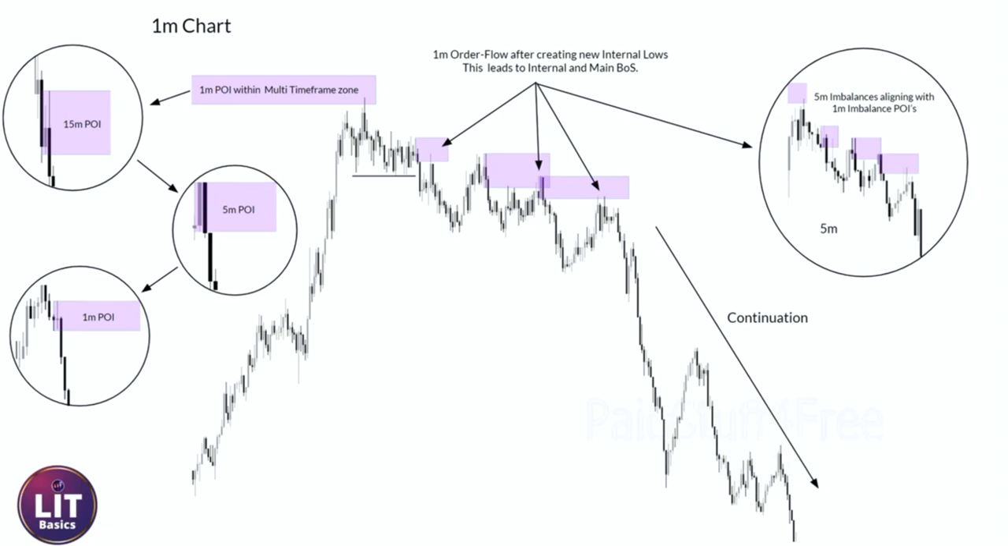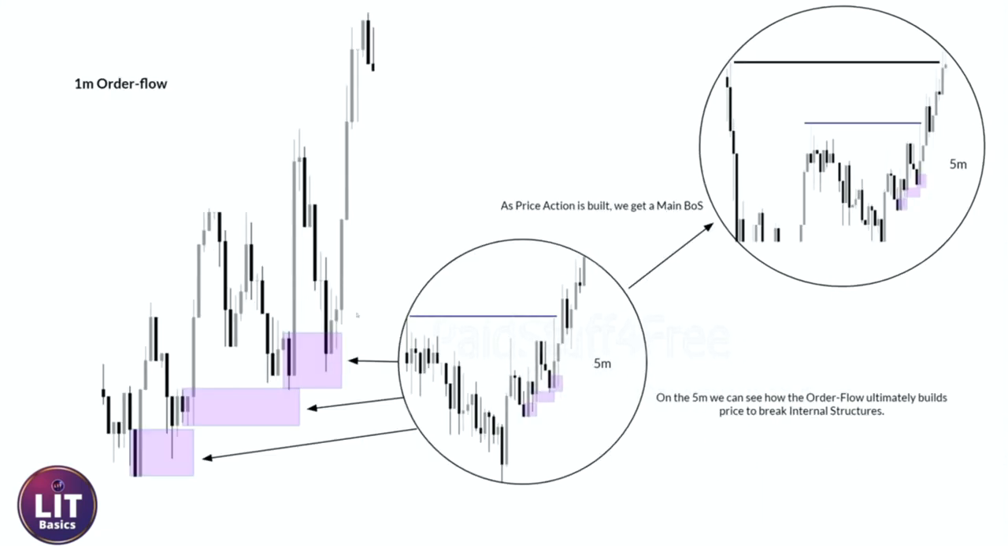Okay, so next we've got here. This is M1 again. You can see clean push, pullback, push, pullback, push, pullback. These are our mitigations. This is what it looks like on M5. You can also see that we're trading towards a quote unquote main BOS, but this is more likely a liquidity point that we're trading towards. So again, you wouldn't take this just based on the order flow.